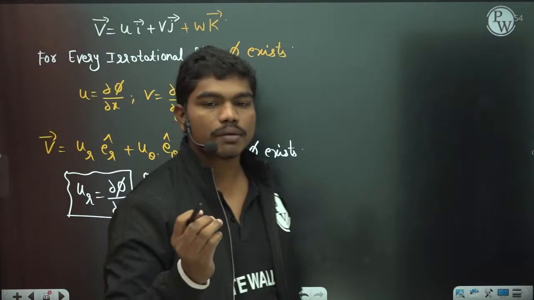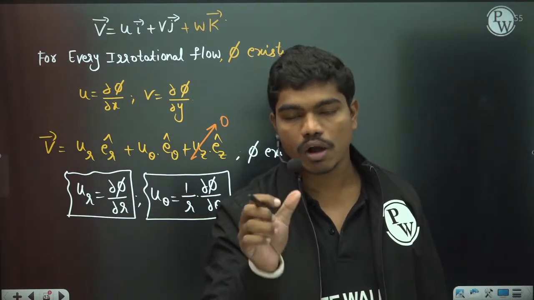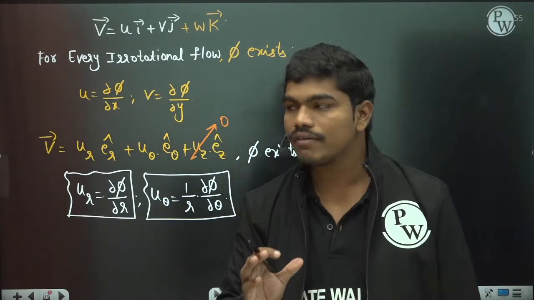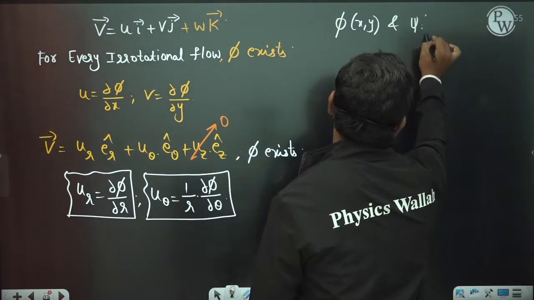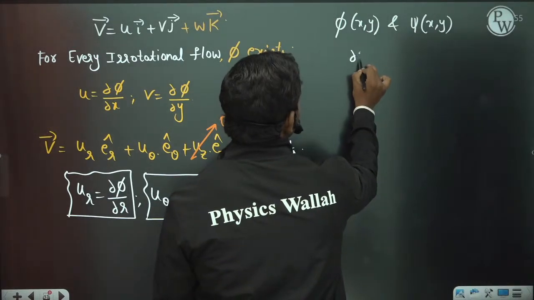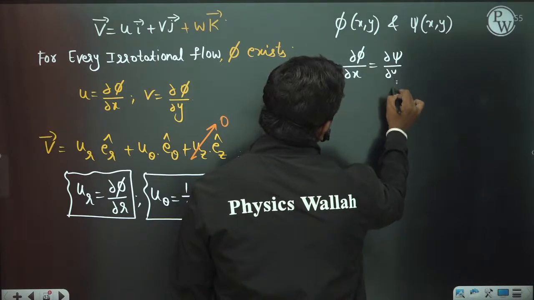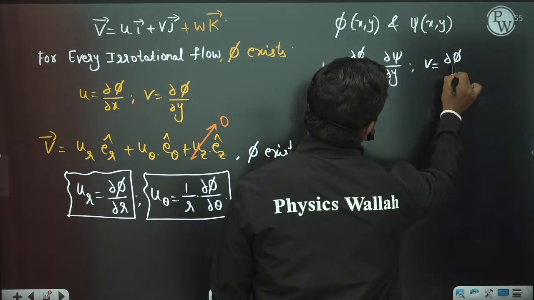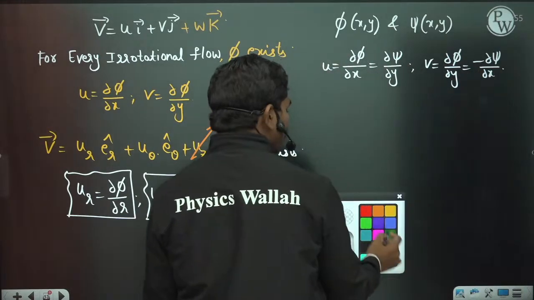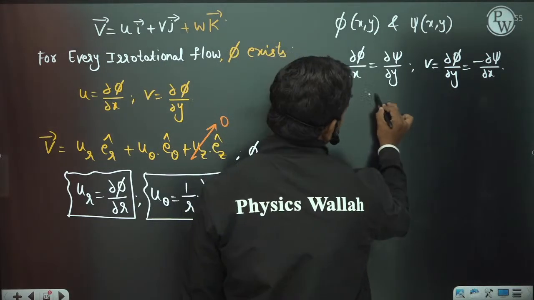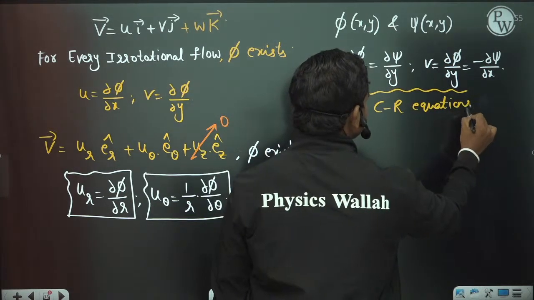Now if you talk about the stream function, stream function and potential functions are always orthogonal, and they form a complex potential which we talk about in potential flows. Right now, if you have a potential function phi of x comma y and a stream function psi of x comma y, then definitely we have ∂φ/∂x, which is u, equal to ∂ψ/∂y, and similarly v, which is ∂φ/∂y, is equal to minus ∂ψ/∂x. These equations are called the Cauchy-Riemann equations, CR equations in Cartesian form.